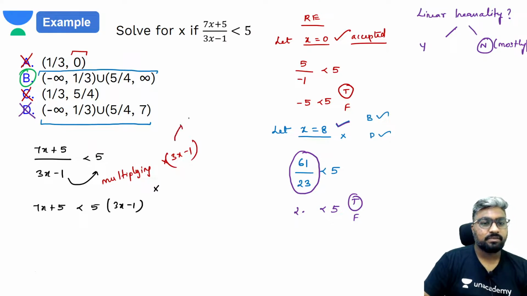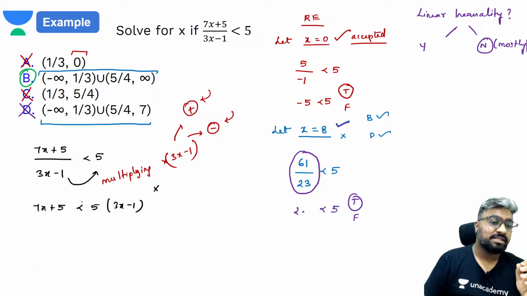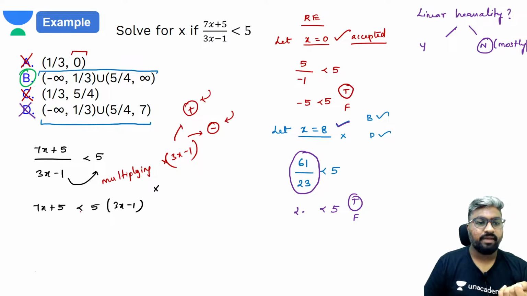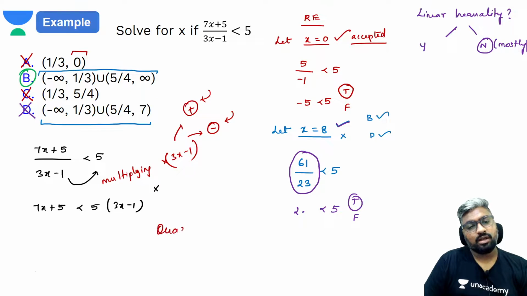Abhi 3x minus 1 positive hai ki negative hai, nahi pata. We don't know if 3x minus 1 is positive or negative. Positive hua toh sign same rahega, negative hua toh sign change ho jayega. Yes. So doing this way could be very risky. Please don't do this ever. The right way of doing this will include quadratic solving, which we will do in the next class tomorrow. Quadratic inequalities ko solve karna apan kal karenge.